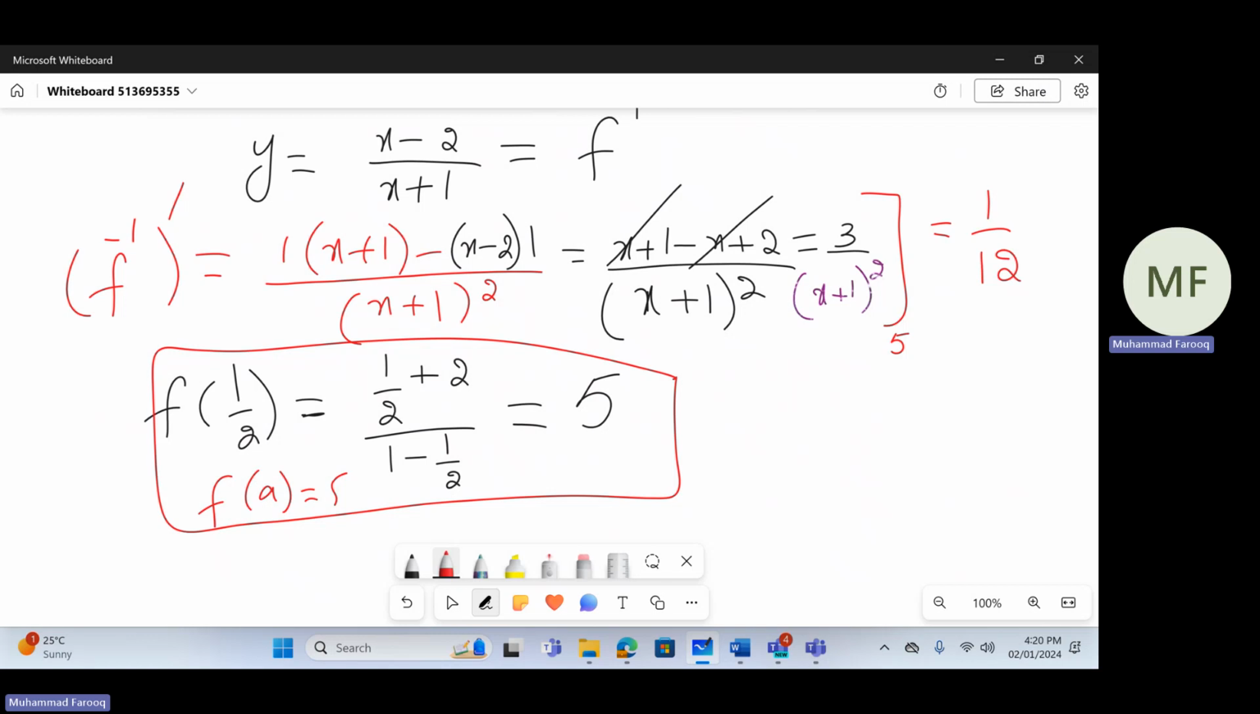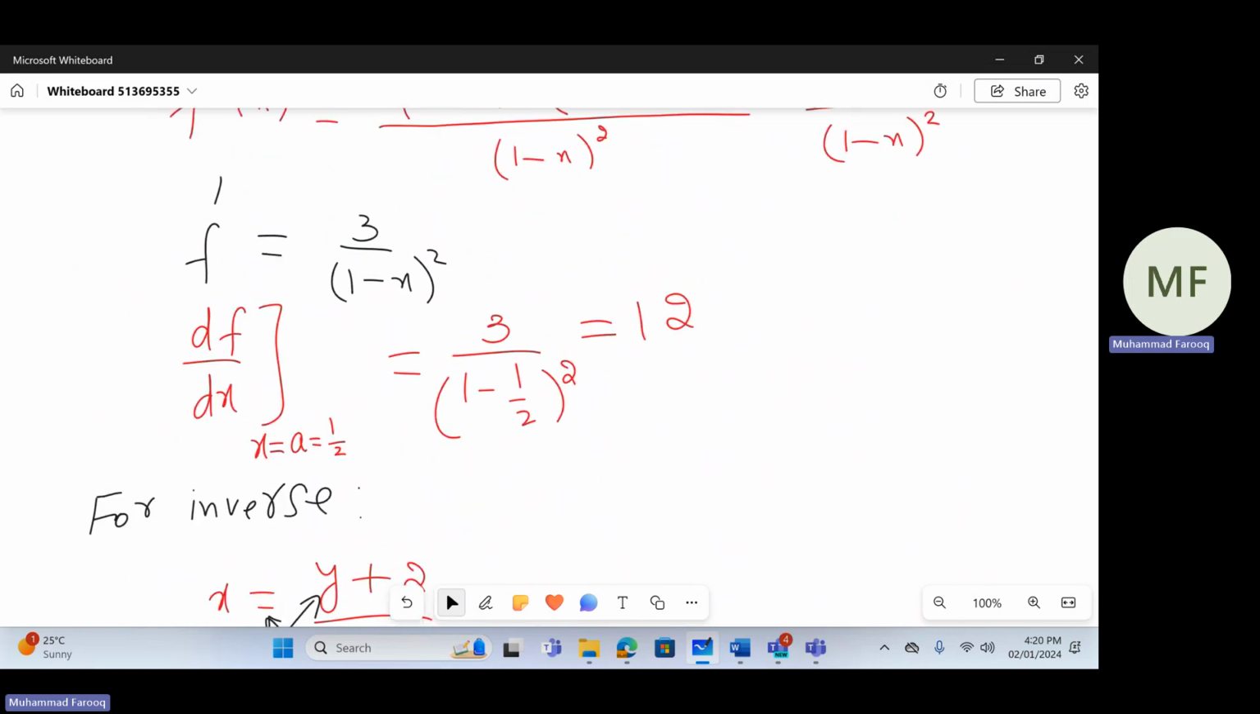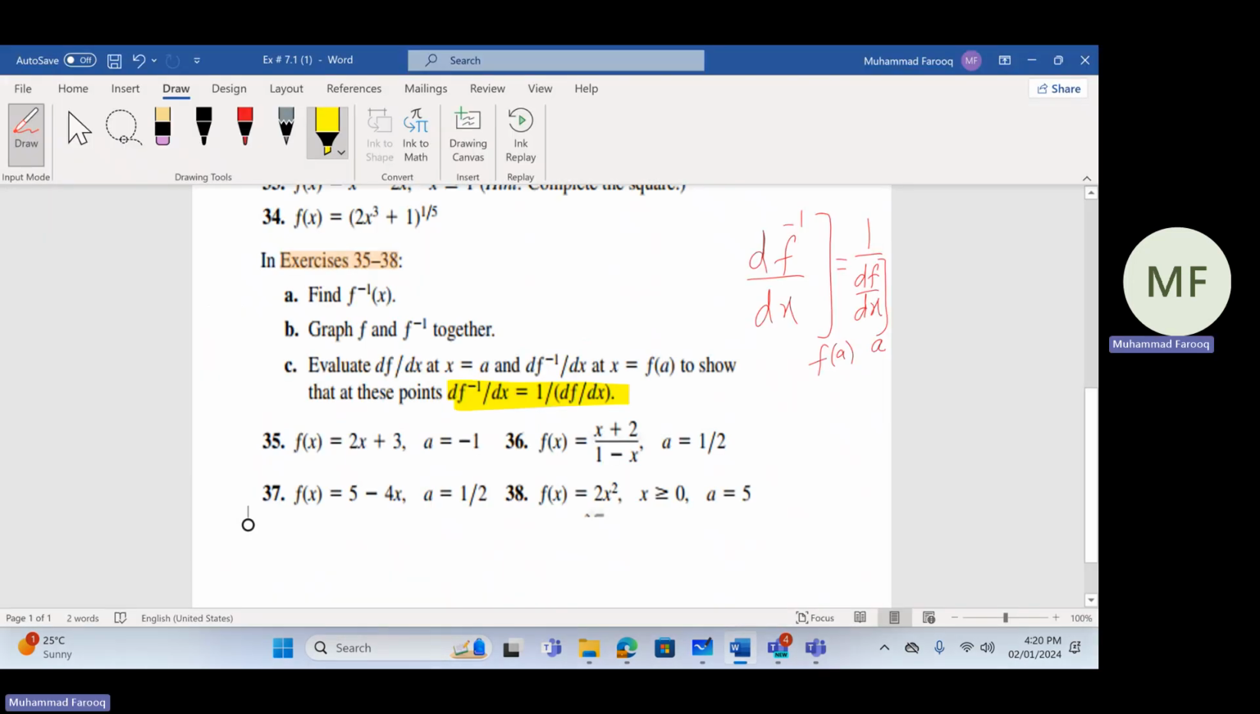Okay. Now we check the property. The function derivative at A, how much? Look at here. 12. Okay? Look at the property. They said the inverse function derivative is basically the reciprocal of the function derivative. So the answer of the inverse function derivative is 1 by 12.